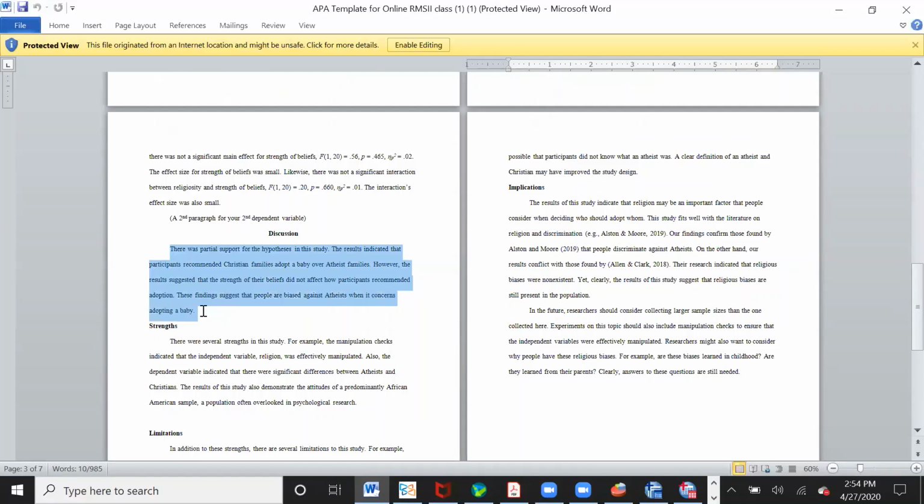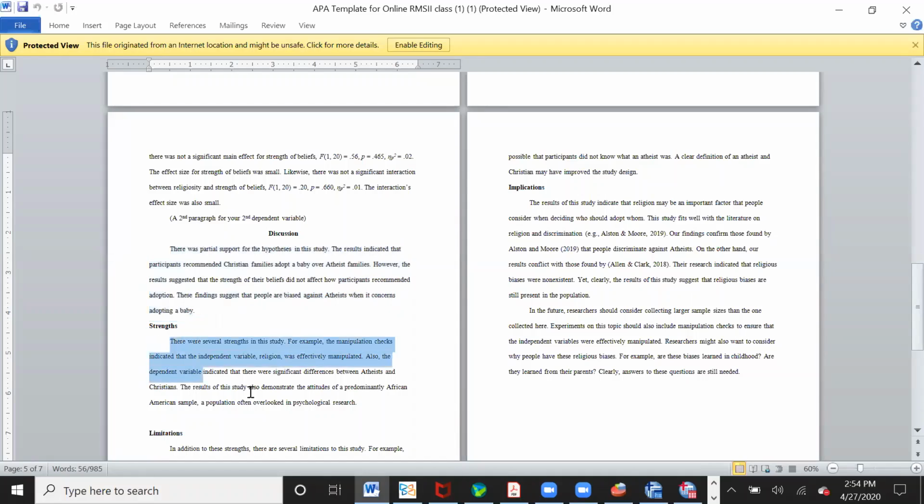Your first paragraph of the discussion section is putting in plain English what the results were from your study. You had partial support for your hypotheses because you had some significant findings. Great. So you need to explain that and put all your results in plain English. You might want to look at your line graphs to help you interpret your data.